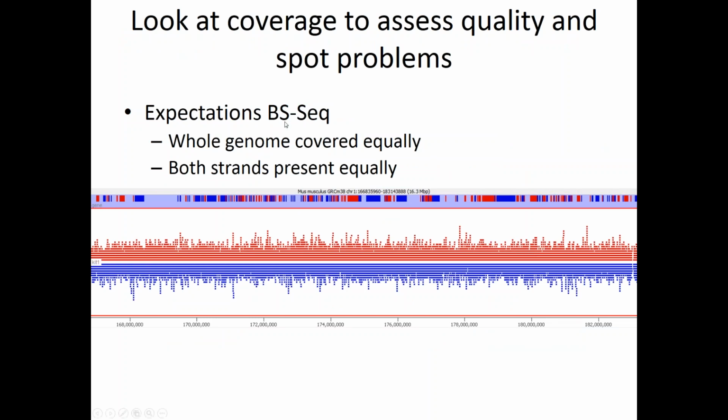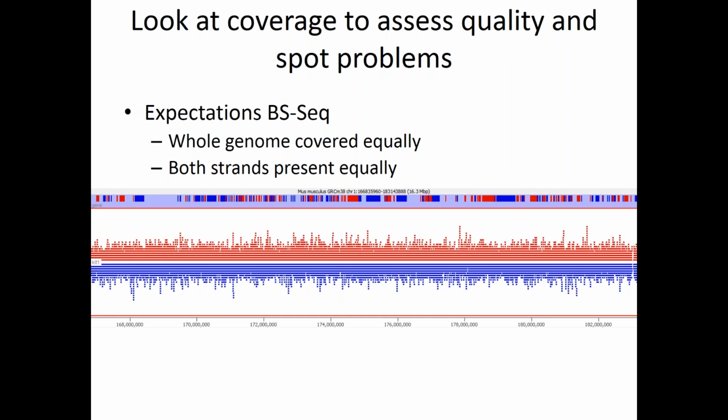This is a screenshot looking at the reads. This is not the methylation calls, this is just the reads out of a whole genome bisulfite sequencing experiment. In the figure, the bars across the top are just genes. This is a big chunk of mouse chromosome 1. You can see the genes there, and then the red and the blue dots underneath, each one of those is one read from your data set.